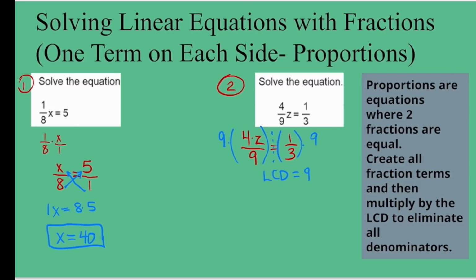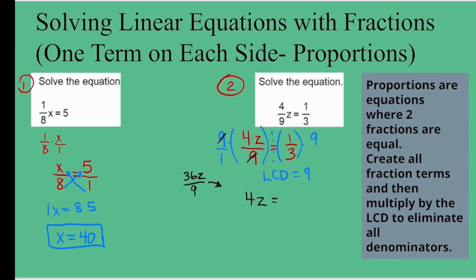So essentially what happens on the left side is this 9, which I can write as 9/1, is going to reduce or cancel with the denominator. So the 9 on the numerator and the 9 in the denominator divide, and 9 divided by 9 is 1. So we're left with 4z on the left side. If you wanted to multiply this out, you would get 36z over 9, which simplifies into 4z.